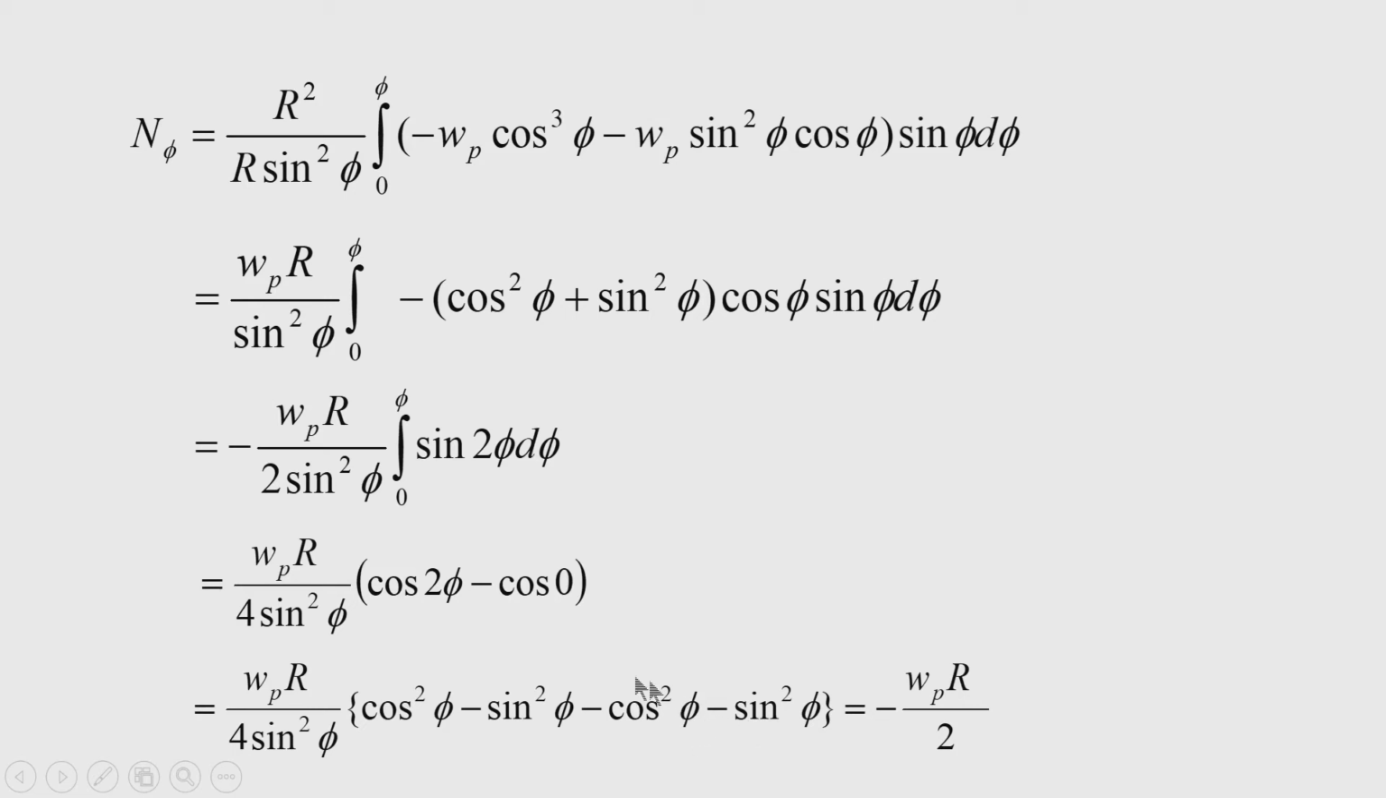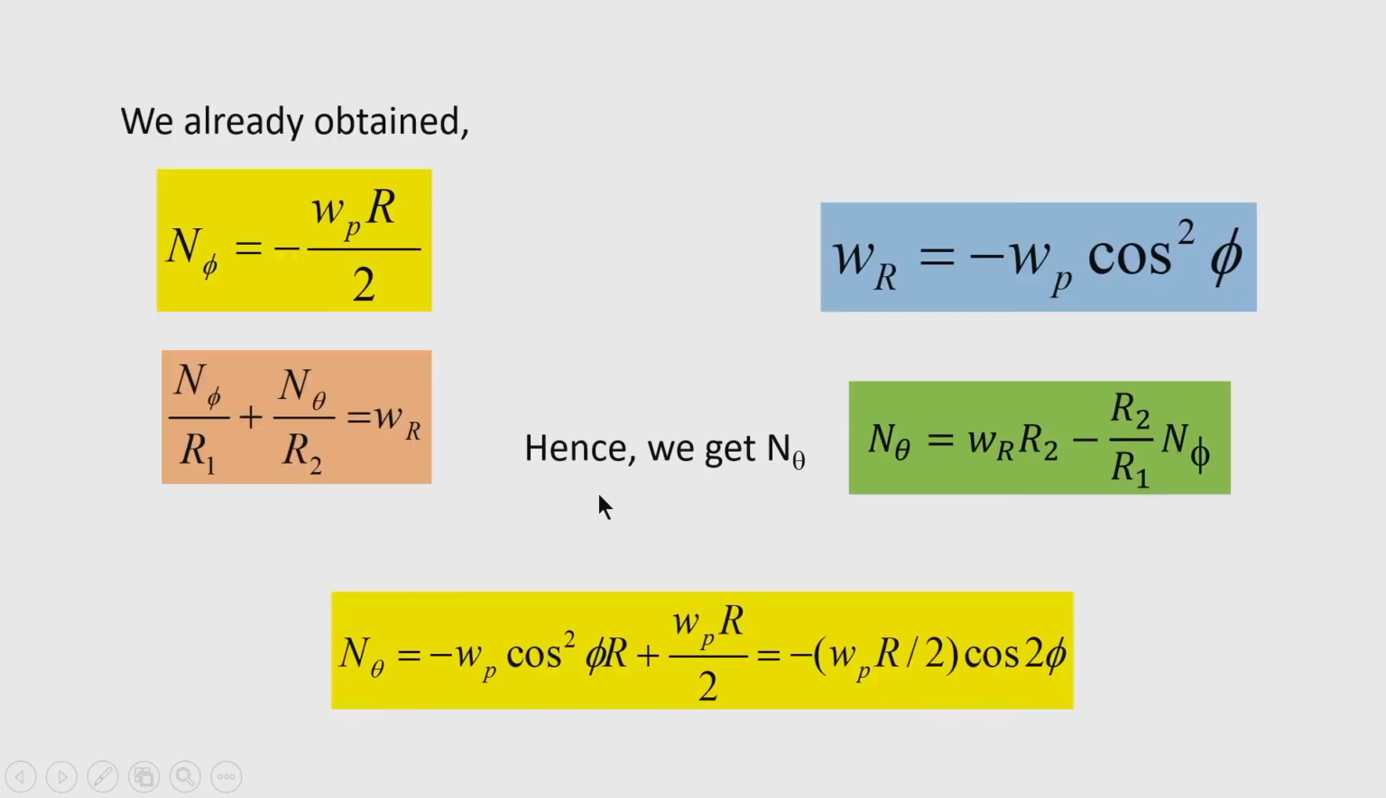So, we can now write this cos square phi will get cancelled here, and then sin square phi, it will be minus 2 sin square phi. So, 2 will be divided here with 4, and then this expression for n phi becomes minus W p r by 2. So, this expression is found for the snow load, and membrane force n phi for snow load now becomes minus W p r by 2.